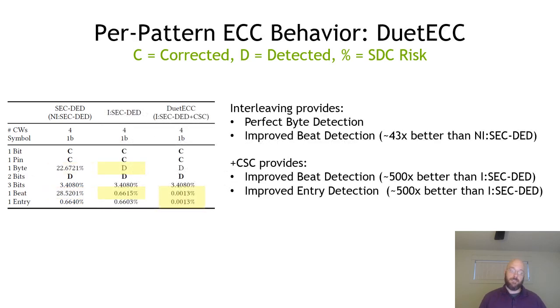Interleaving improves the SEC-DED baseline by providing perfect byte detection as well as improved beat detection. Furthermore, the addition of the correction sanity check improves the beat and whole entry error detection by 2 more orders of magnitude. This means that Duet ECC is able to provide perfect byte detection and very good beat and whole entry error detection with just a 0.0013% SDC risk.